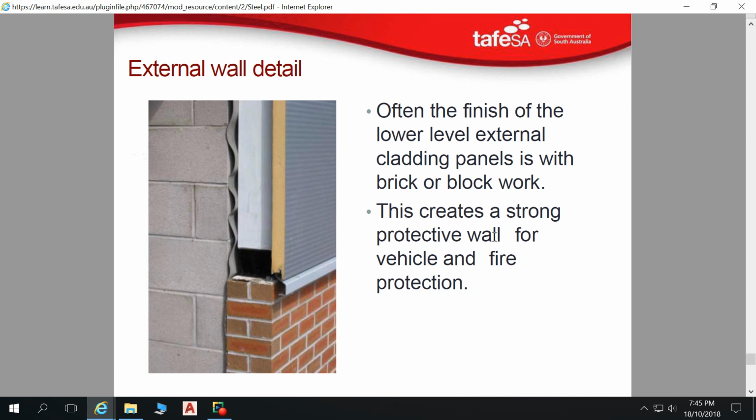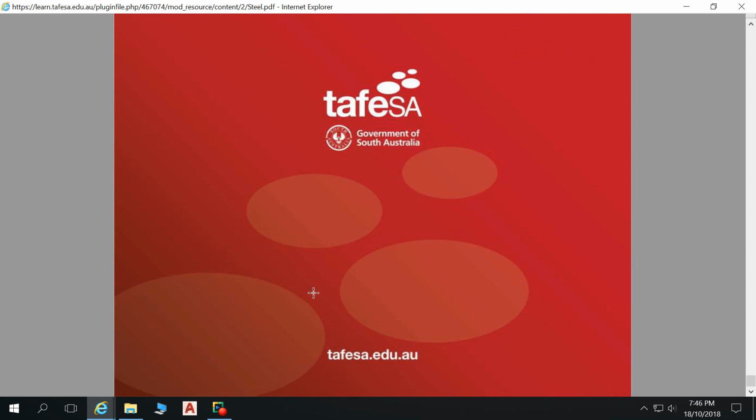So often the finish of a lower level external cladding panel is with brick or block work, so it creates a strong protective wall for vehicle and fire protection. But we've got to think about all of our finishing details. So what's going to happen here is we'll end up having a right angle flashing over that, probably fixed over our panels, and then that right angle flashing will be cut away a little bit here to accommodate this flashing at the base. That flashing at the base is probably upturned into this, so if any moisture gets in there, it gets sent out through that flashing at the base.